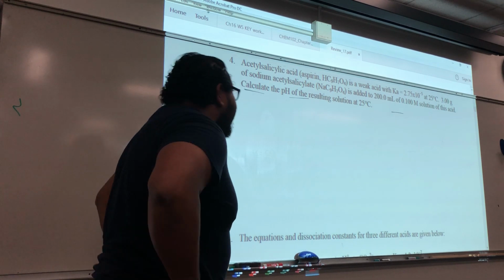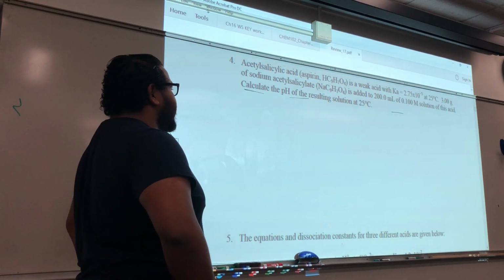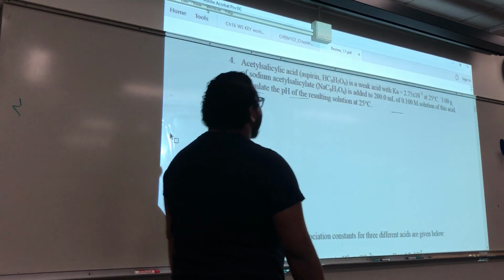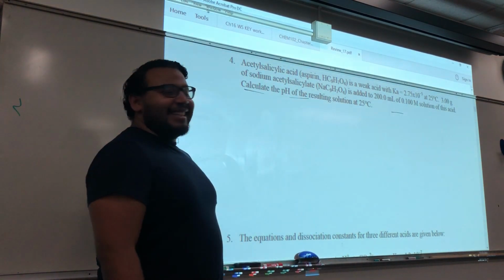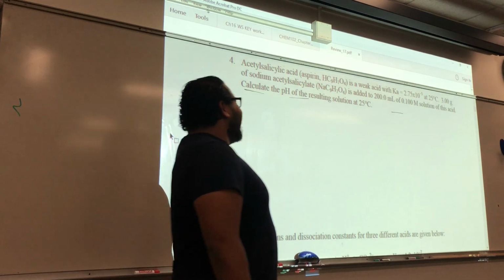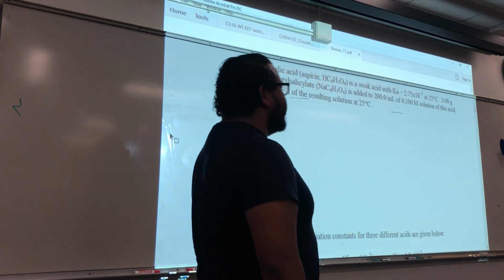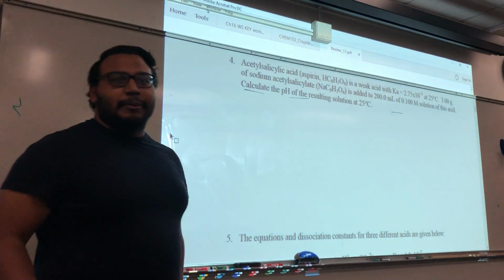Aspirin is a weak acid, with a Ka at that particular temperature. We have 3 grams of sodium acetylsalicylic acid, and it's added to 200 mL of 0.1 molar solution of this acid. Calculate the pH. So a good first thing would be to write the equation, like you said, right?